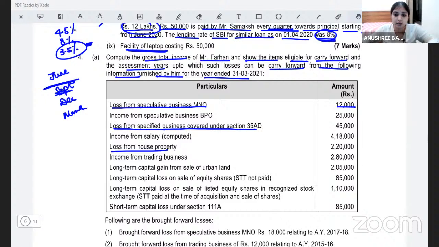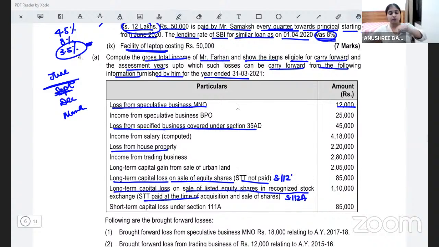Then long-term capital loss on sale of equity shares, STT not paid, 85,000. So this will also be a section 112 loss. Then we have one more loss, long-term capital loss on sale of listed equity shares, STT paid, so a section 112A loss. So we have two long-term capital losses. One is the section 112 loss, because STT is not paid, and the other is the 112A loss. Then we also have short-term capital loss, 85,000.